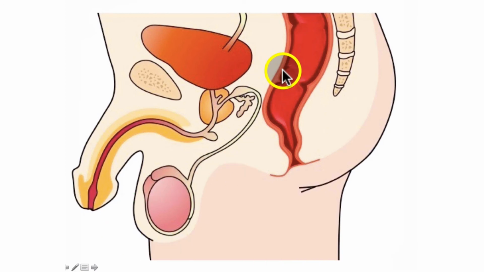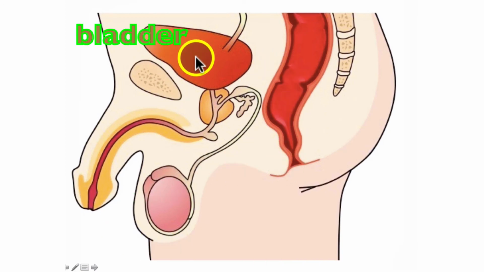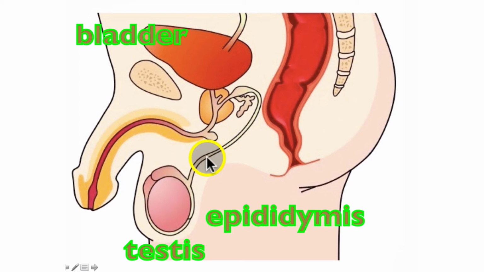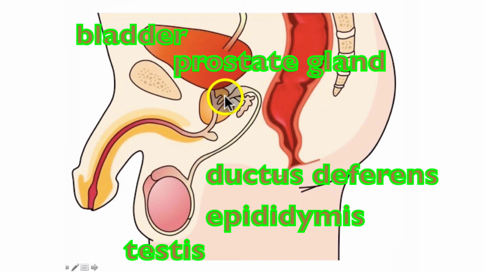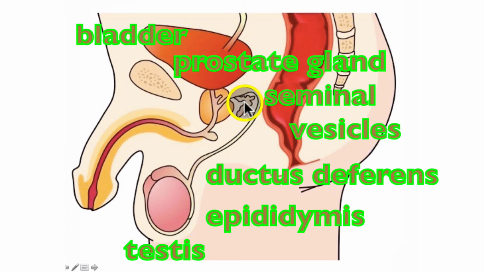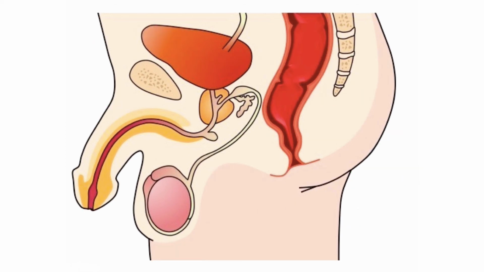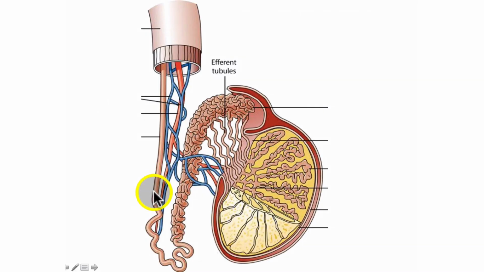In males, rectum, anus, urinary bladder, testis, epididymis, vas deferens or ductus deferens. This is a prostate gland. These are the seminal vesicles, and this is a penile urethra. Keep in mind that the urethra in females is not part of the reproductive system, but it certainly is in males.